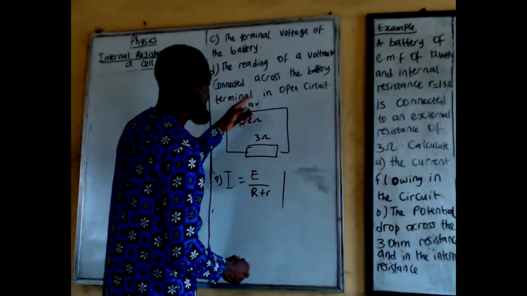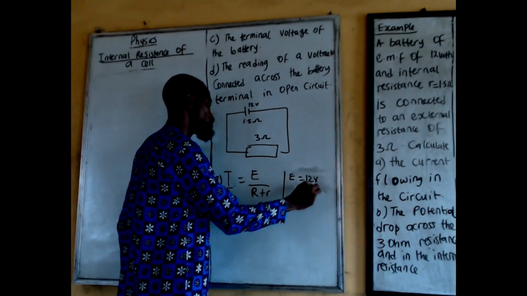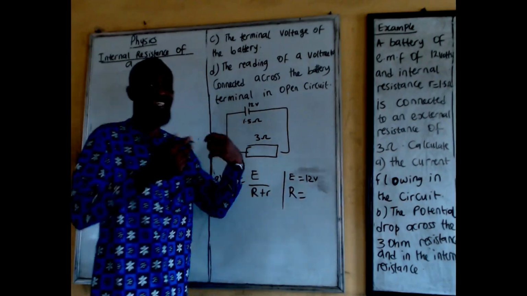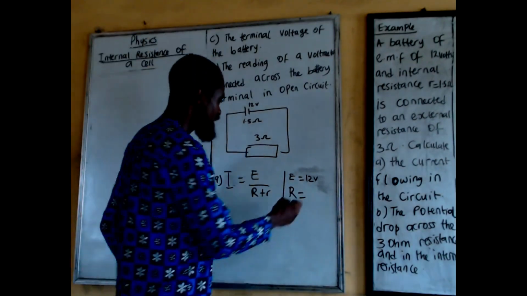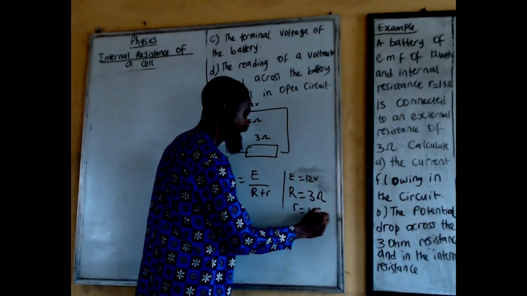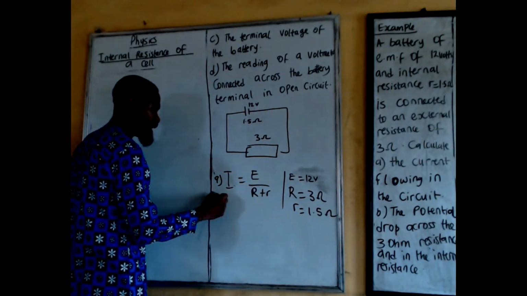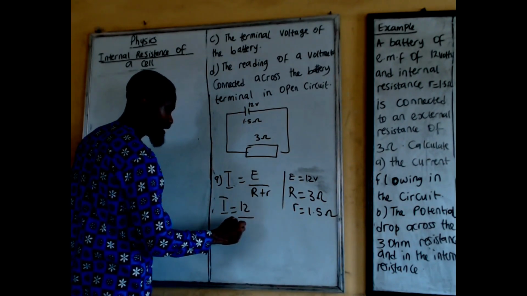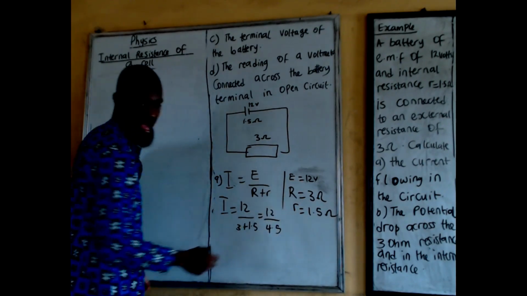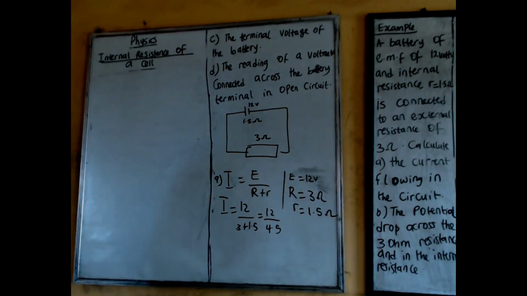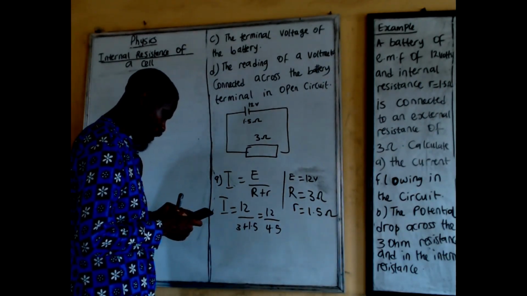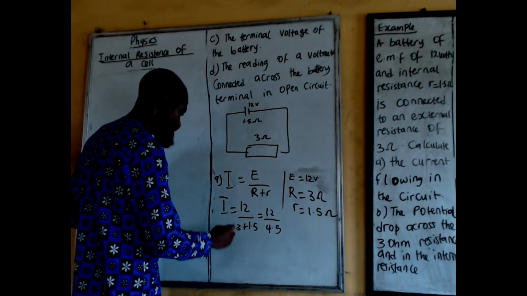We know that EMF of the cell was given to be 12 volts, while the external resistance was given to be 3 ohms, and the internal resistance of the battery was given to be 1.5 ohms. Plugging each value into the formula, we arrive at I equals 12 over 3 plus 1.5, which will give us 12 over 4.5. 12 divided by 4.5 will give us 2.67.